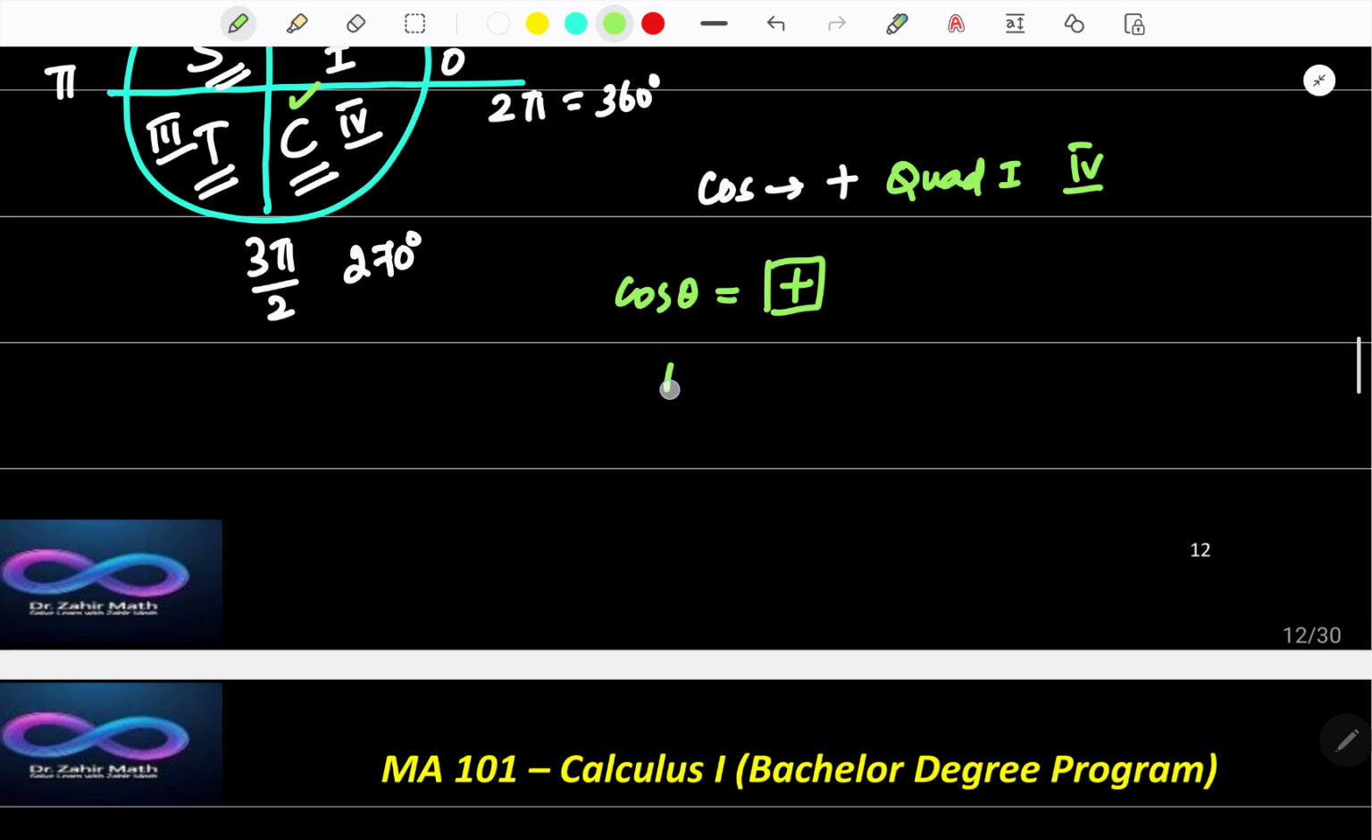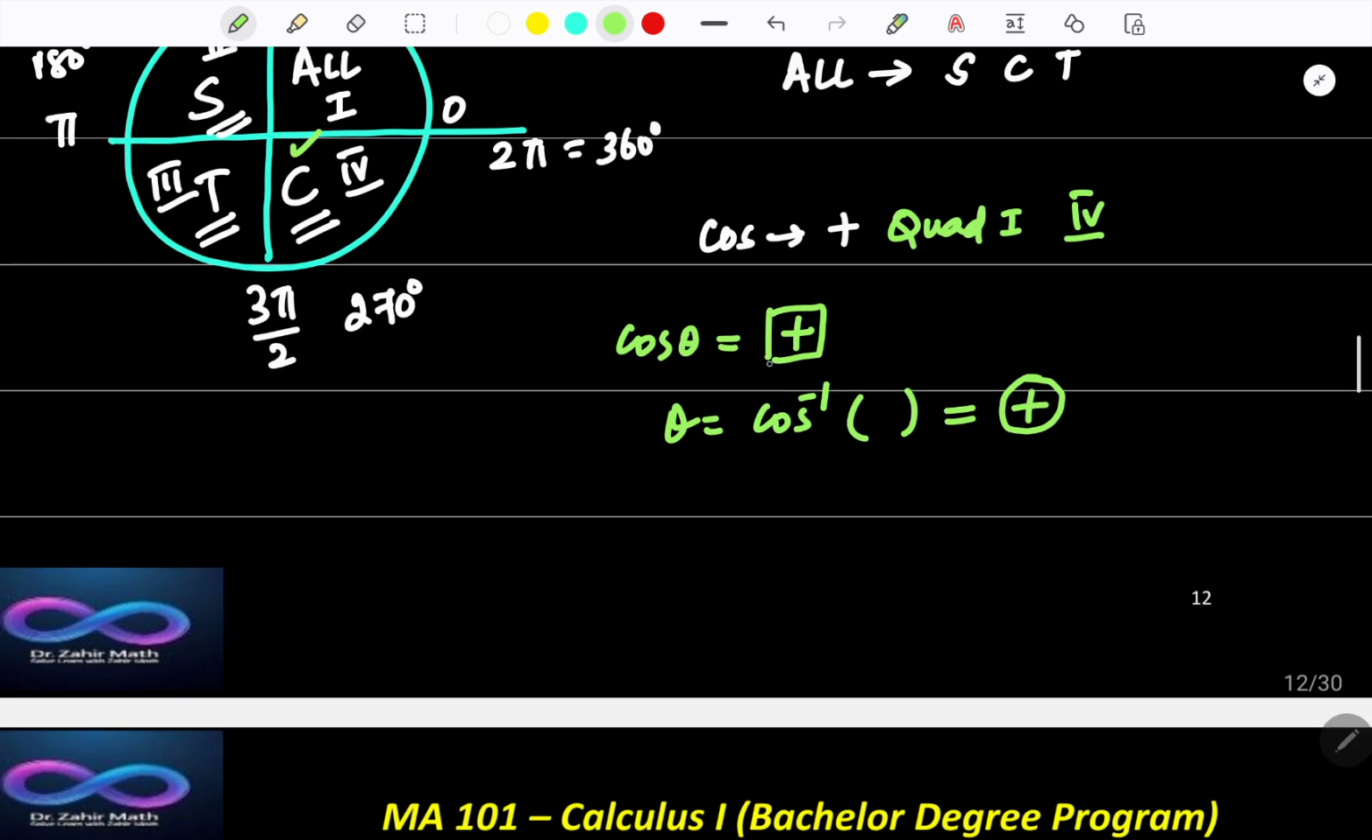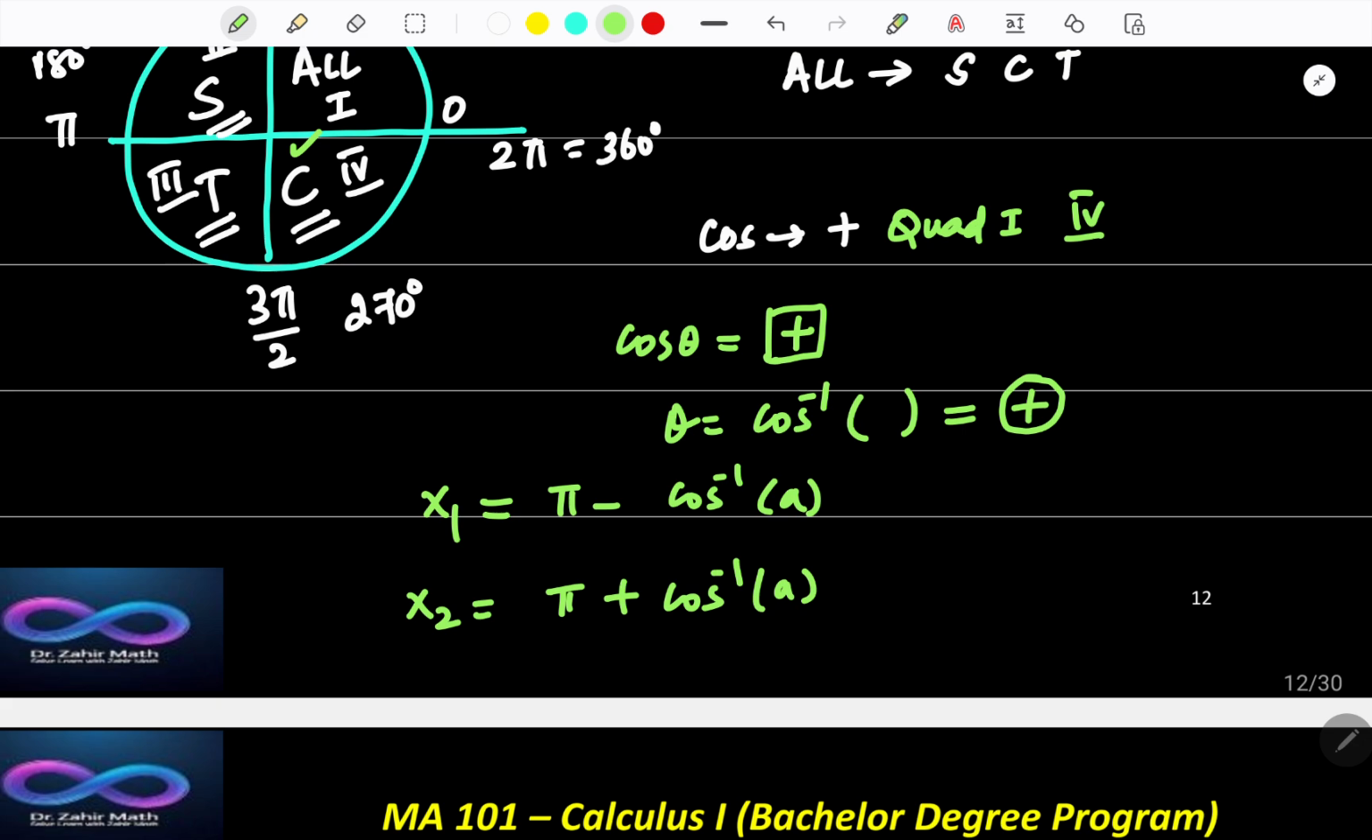That means you are going to put theta equals cosine inverse of this value. Suppose you get the answer as positive, right? So you will get 2 solutions. Why 2 solutions? For this quadrant and this quadrant. Keep in your mind, this is the formula. The first solution, x1, is cosine inverse A.